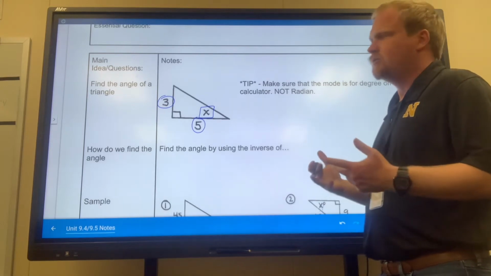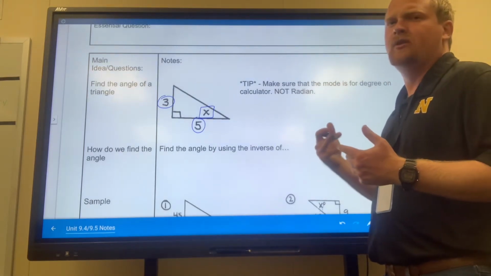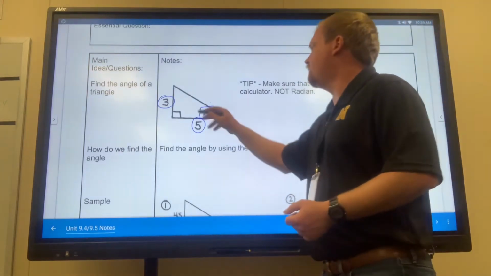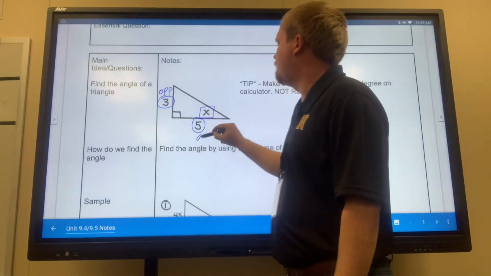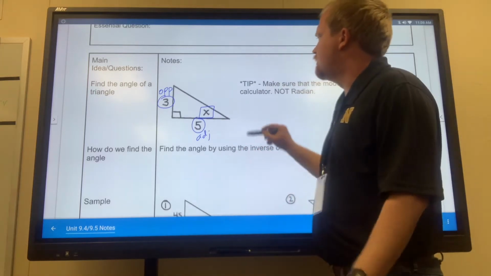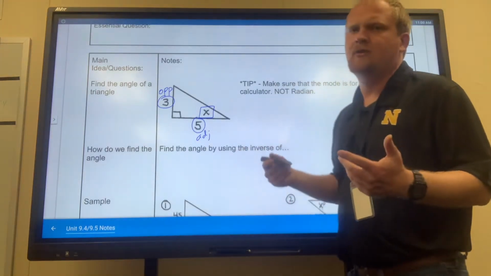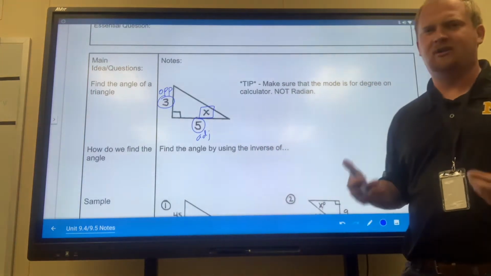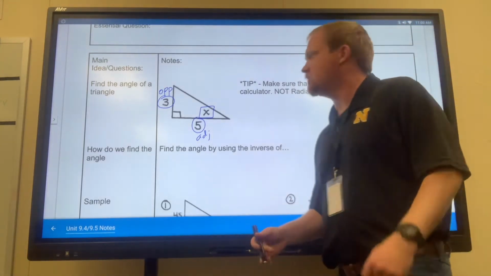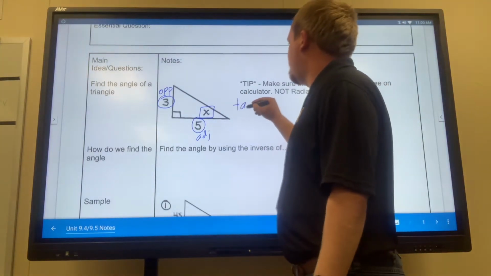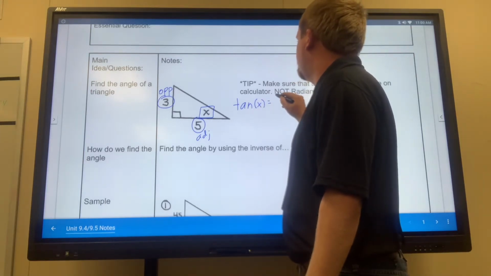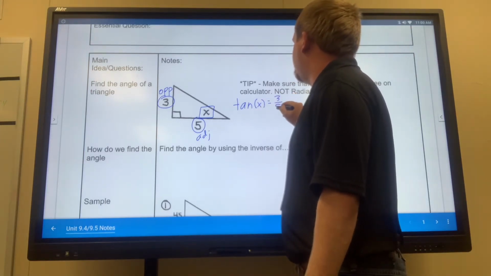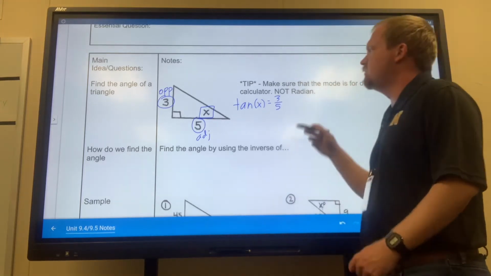Right now, one of the things I got to know is what do I have? Well, from this perspective, I have my opposite and my adjacent. If you recall, what trig actually has opposite and adjacent in it? Tangent. So I'm doing tangent of x equals opposite over adjacent, which is 3 over 5.